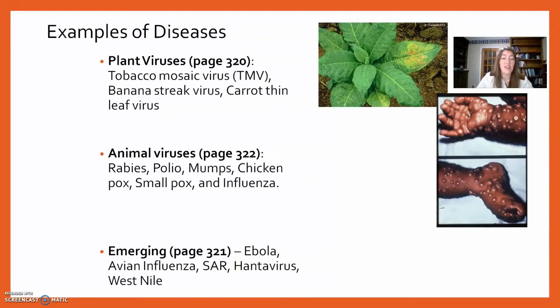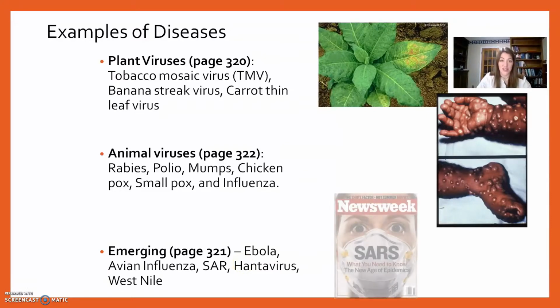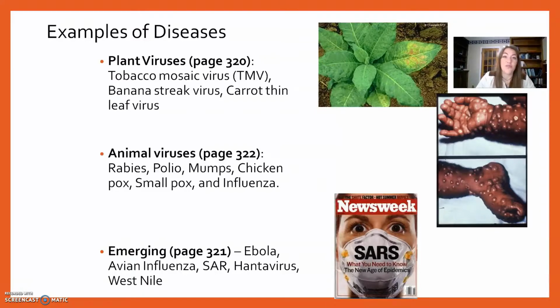Now we have something called the emerging viruses. These are the big ones that are starting to come in today's life. So a couple years ago, I don't know if you remember, but the Ebola virus was a big deal, and coming in to the United States. We have the avian influenza, SARS, hantavirus, West Nile. All of those are some viruses that are starting to emerge into today's society.